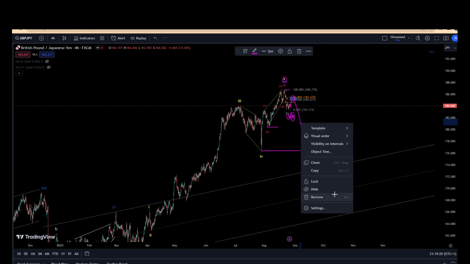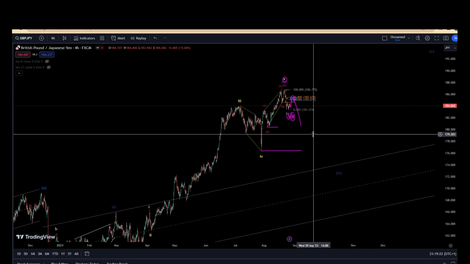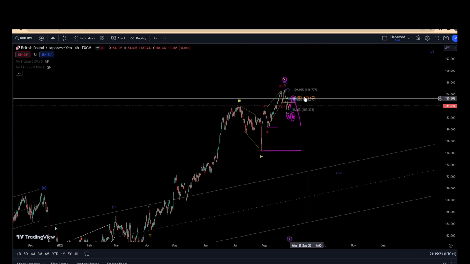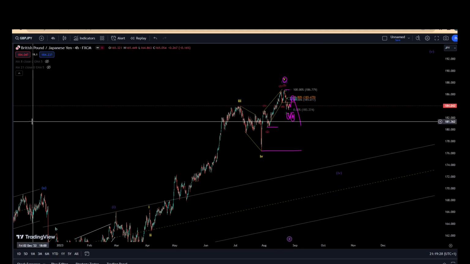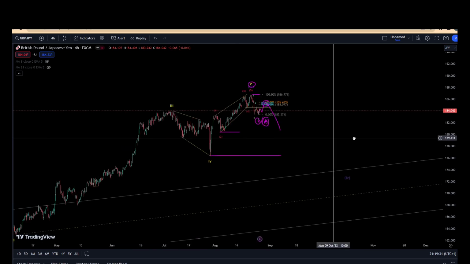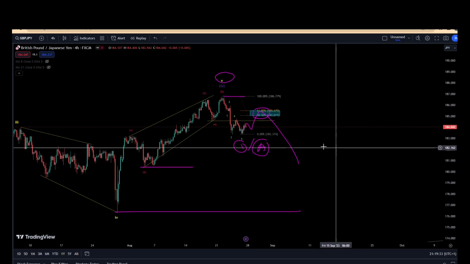But nevertheless, just be a bit careful. We are in the wave 4 now, in my opinion, so we are in a corrective structure. But nevertheless, if we do take it towards the downside, just be a bit careful. And yeah, I'm expecting more downside with pound yen.